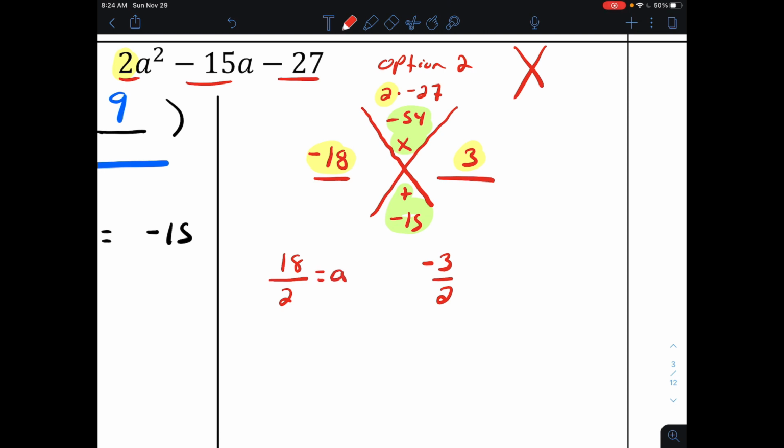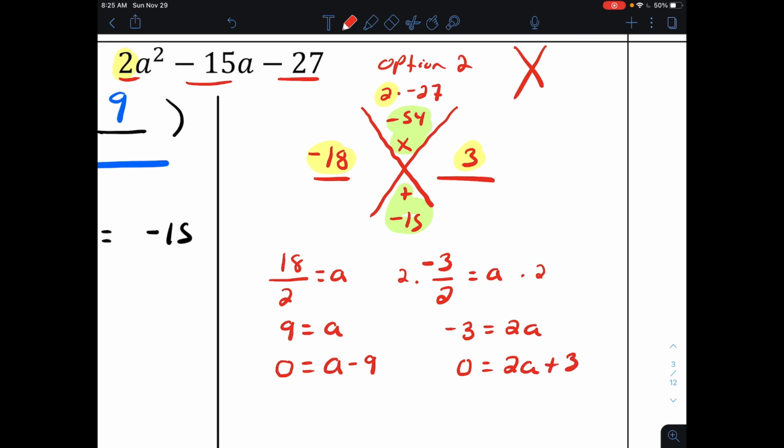And I'm going to set it equal to the variable that I have in my problem, in this case a. From here, simplify your fraction. 18 divided by 2 makes 9. And then I can't really simplify the negative 3 over 2, so we're going to set both of those expressions equal to 0. If I subtract 9 to the side with the a, I get a minus 9. And then for the fraction on the right, I need to multiply both sides by 2, so I get rid of the fraction. I have negative 3 equal to 2a. And then add the 3 to the other side, and I get 0 equal to 2a plus 3.